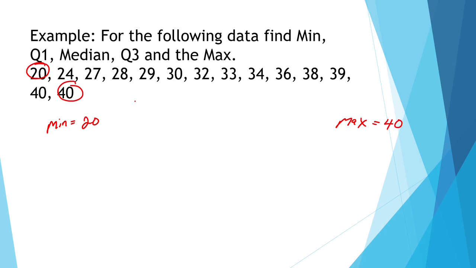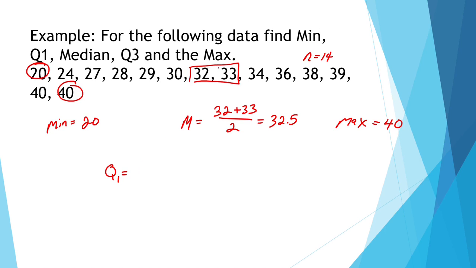Looking at the numbers, I notice that the sample size is equal to 14. So we'll look at the two middle numbers, and that's going to be 32 and 33. So to find the median, we're going to take those numbers, add them up, and divide by 2. So the median is 32.5. To find Q1, we have to cut the data in half and find the median of the first half.